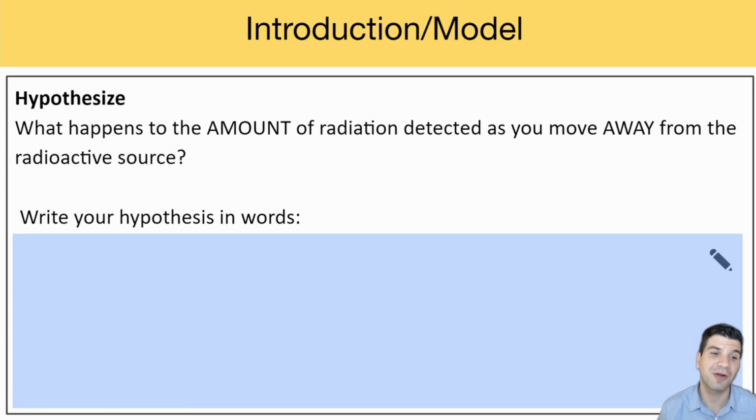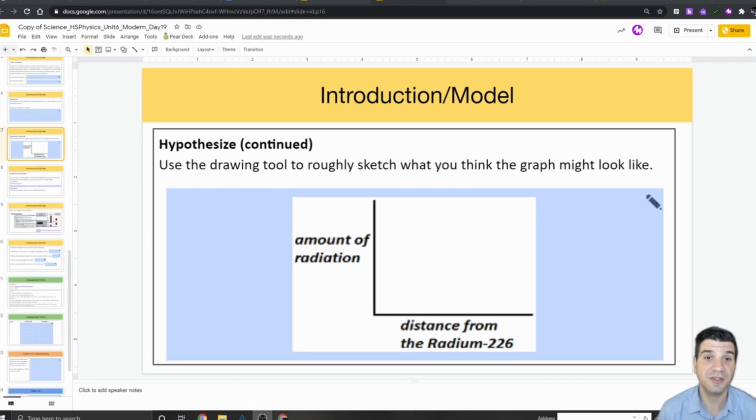So take a moment and write a hypothesis. What happens to the amount of radiation detected as you move away from the radioactive source? Write your hypothesis below.